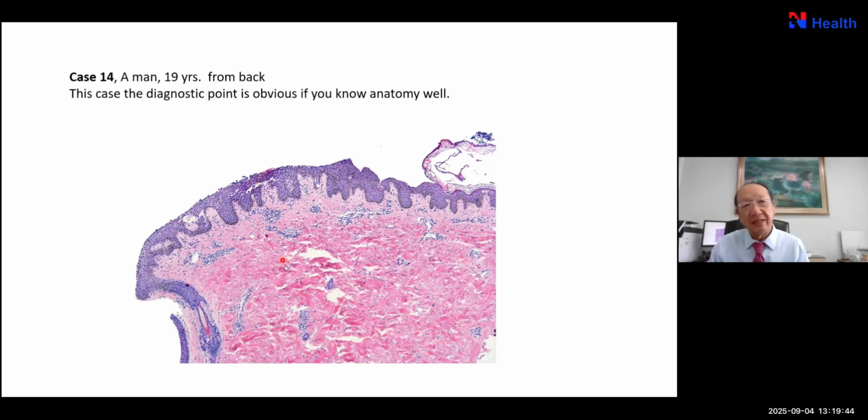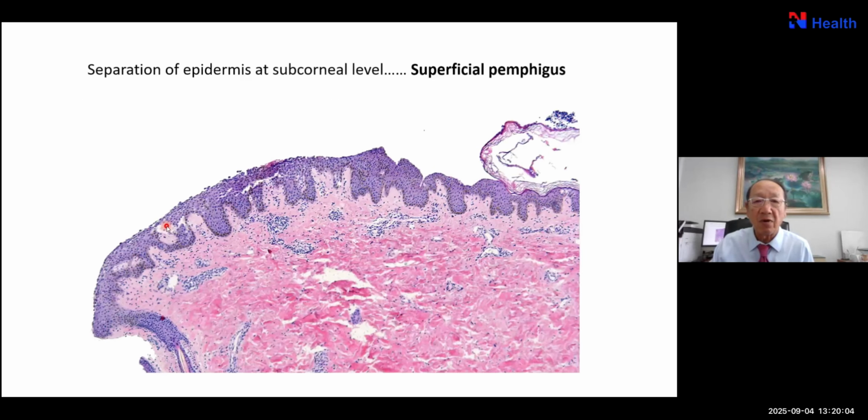This is pemphigus foliaceus. If we do immunofluorescence, we can detect that there is some reaction here at the upper part. The separation is at the subcorneal level, superficial pemphigus.